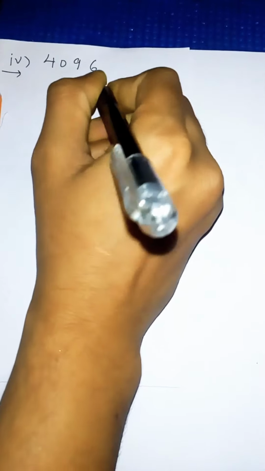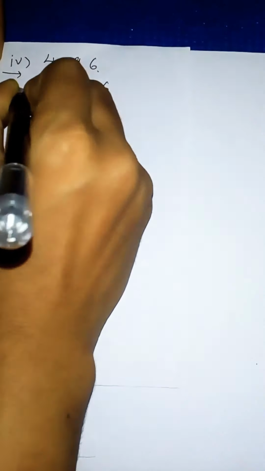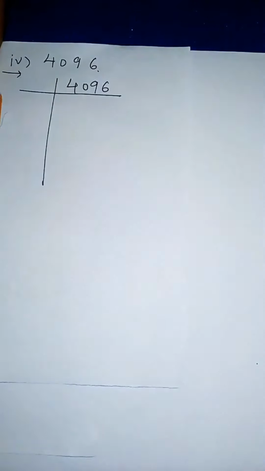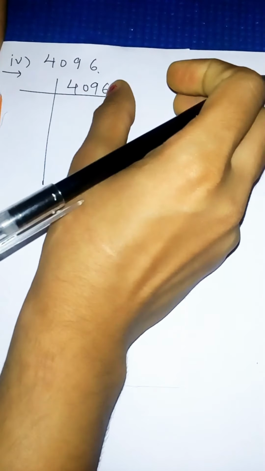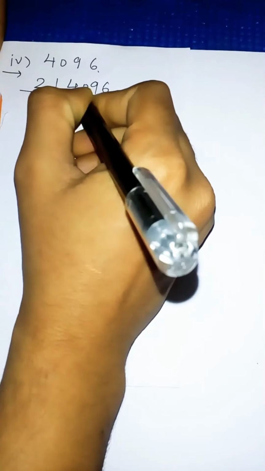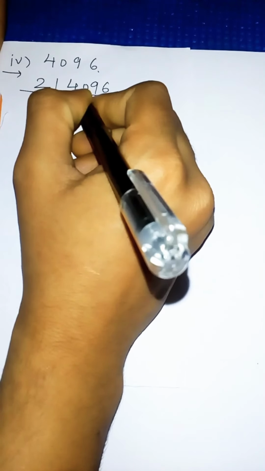Now we will see the fourth question. The fourth question is 4096. Now we will take out the factors of 4096. Again we can start with 2. The last digit is 6, an even number, so we can start with 2. So 2 2s are 4, and here 0. 2 4s are 8. 1 left, 1 6 16. So 2 8s are 16.